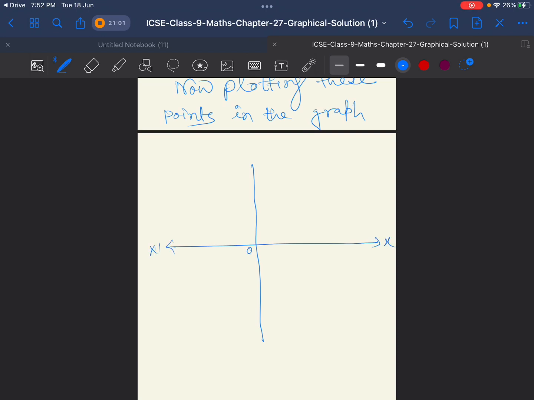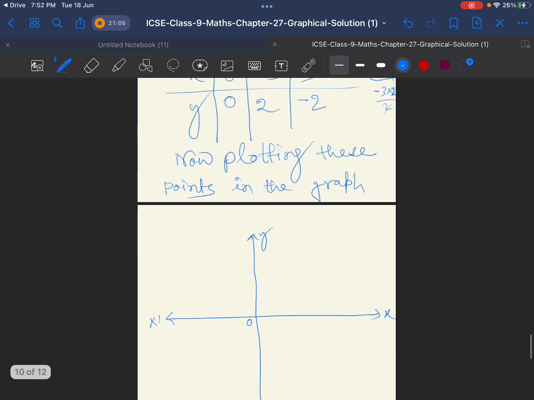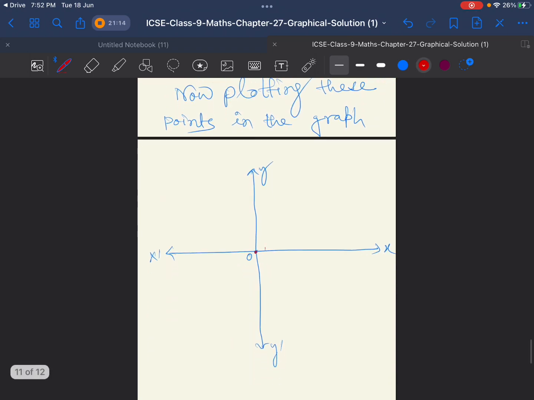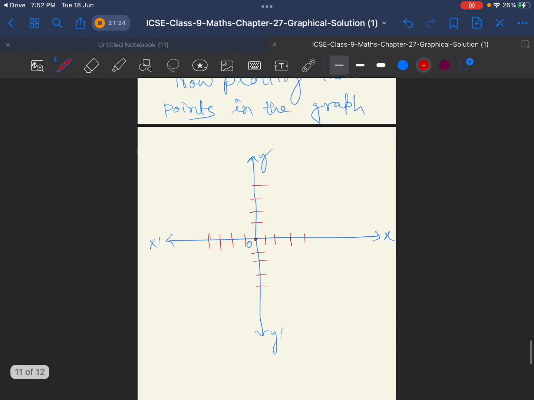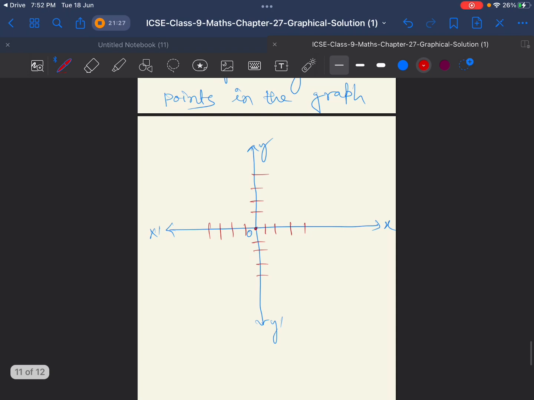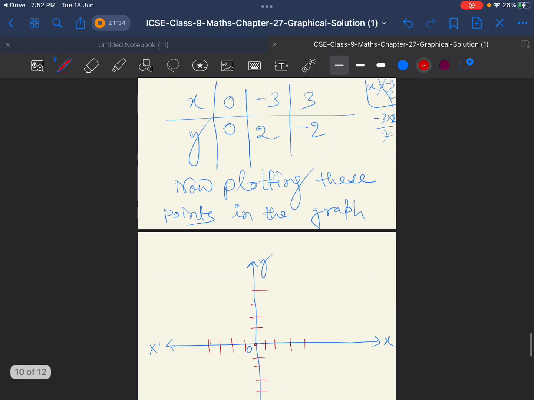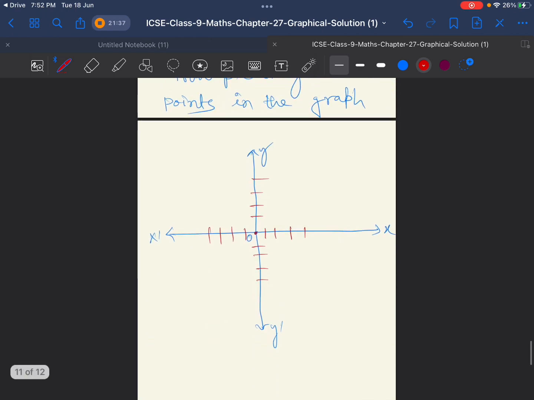Okay, first we draw a graph. This graph is here, XOX' and YOY'. Okay, this is the (0, 0) point, and (-3, 2). Count 1, 2, 3, 4 on each axis. Okay, you must draw this graph on graph paper.